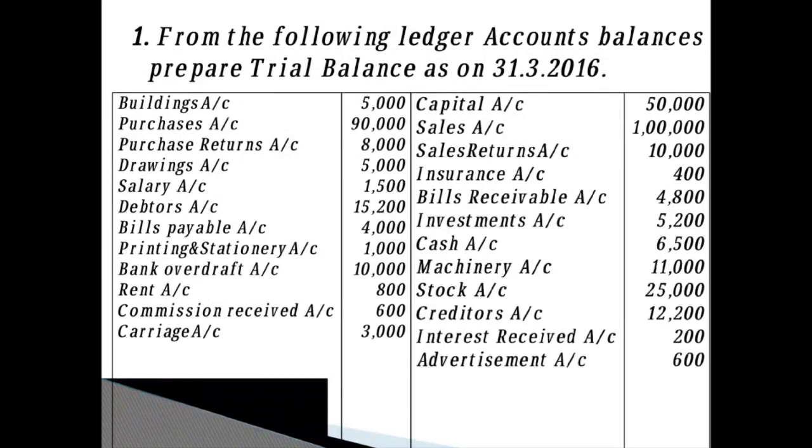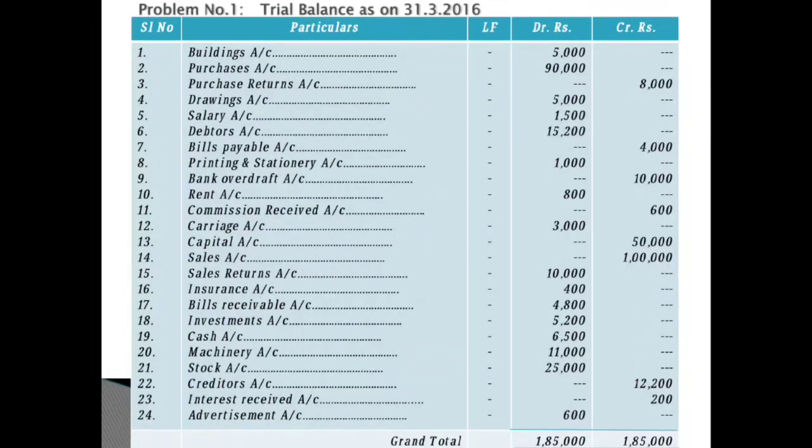The next you have the printing and stationery account, rupees 1,000. Printing and stationery means it is an expense. Okay, expense means it shows a debit balance for us. See, we have recorded here. Eighth one, printing and stationery account, in the debit column you should write rupees 1,000 here.